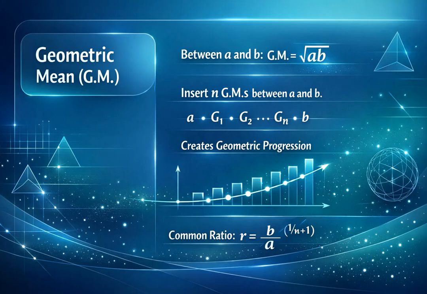The geometric mean between two positive numbers a and b is the square root of a times b. We can insert n geometric means between a and b, creating a geometric progression. The common ratio becomes r equals (b over a) to the power 1 over (n plus 1).